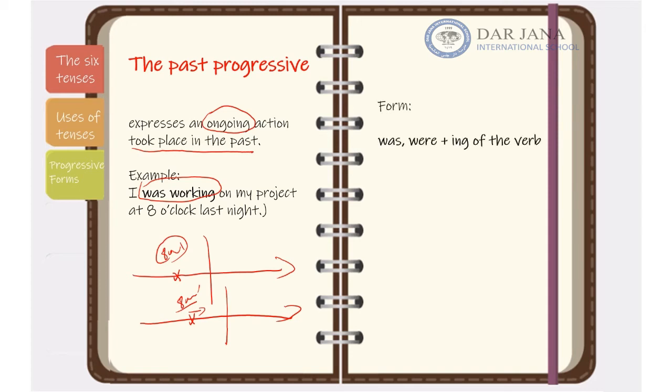The form is formed by the past form of the verb to be, which is was, were, plus ing of the verb. So we can see that here, which is was working, can be were working, and plus the verb, which is work, and ing.